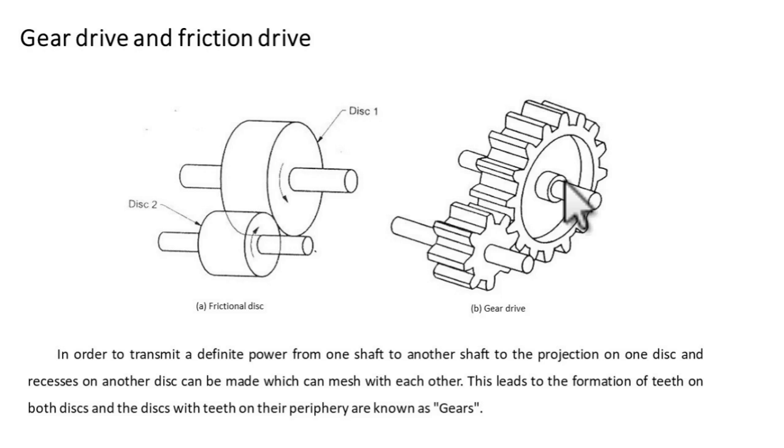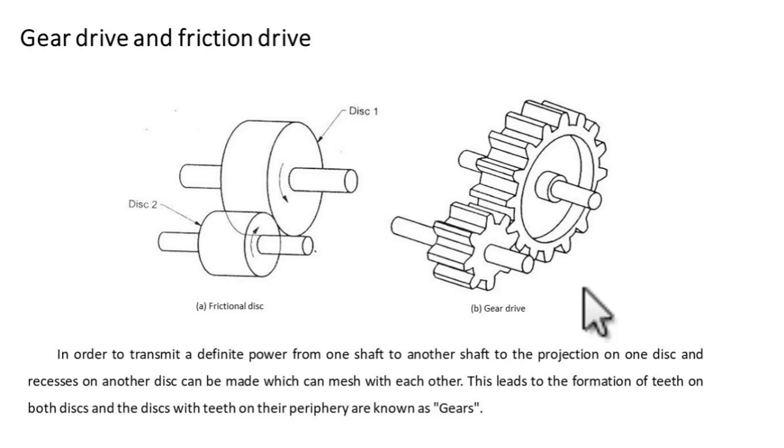And a gear is nothing but a combination of recesses and the projection surface on different discs. So you can read these lines: in order to transmit a definite power from one shaft to another shaft, the projection on one disk and recesses on another disk can be made which can mesh each other. This leads to the formation of teeth on both disks, and discs with teeth on their periphery are known as gears. So this is basically a very crude definition of a gear.